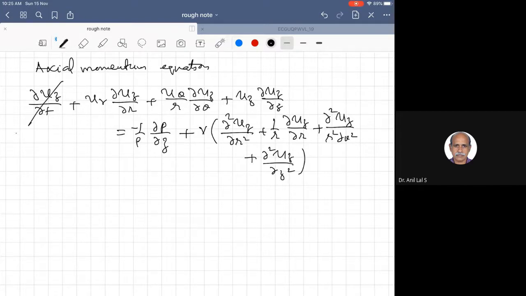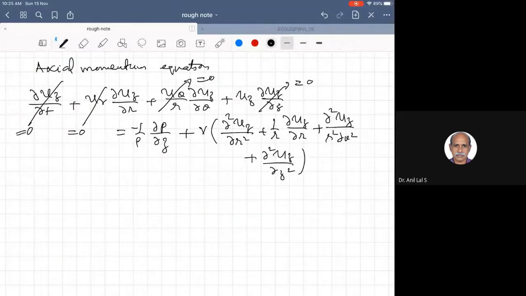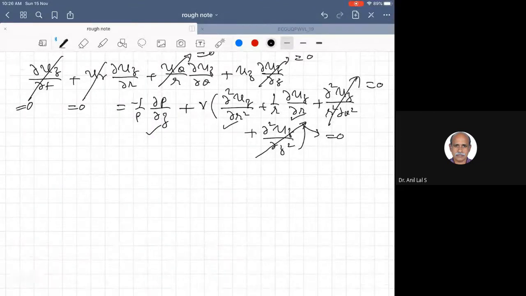Out of this, the time term is 0 because the flow is steady, and we find that in developed flow ur is equal to 0. And u theta, there is no tangential velocity component in the whole pipe flow, so there is no swirl at the inlet. There is no variation in the theta direction, so that term is equal to 0. In developed flow there is no variation in the z direction, even for the first derivative, and the second derivative is also equal to 0. And we get the simplification in this form.